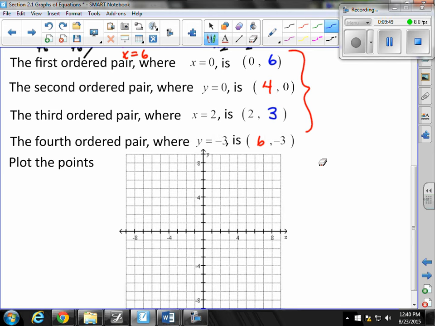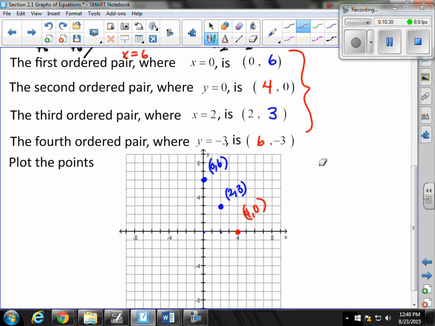So the first point was 0, 6. So x is 0, right at the origin, and then 6 means we're going to go up 6 units on the y-axis, and there's our point, 0, 6. 4, 0 means we're going to go to 4 on the x-axis, and since the y-coordinate is 0, we're going to stay right there on the x-axis, and that is 4, 0. Our third point was 2, 3. So I need to go 2 in the x direction and then up 3 in the y direction. And there's my point 2, 3.